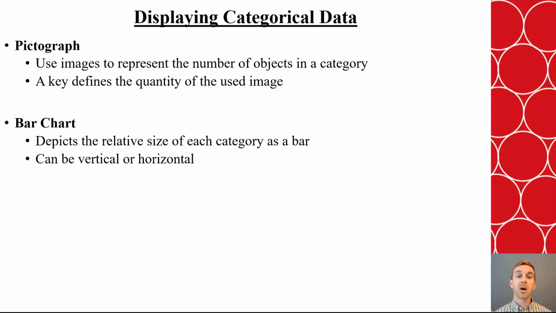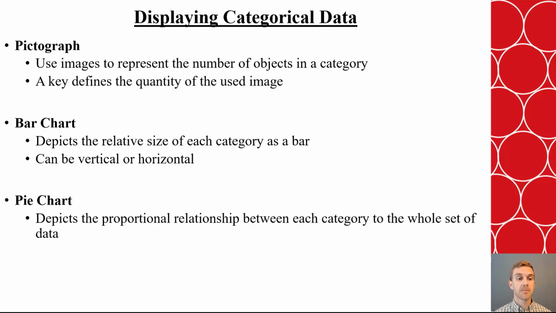We could also use a bar chart, which is depicting the relative size of each category as a bar. And we need to make sure that we have axes to help us see where the categories are and then what the quantity is of that category. So we need to pay attention also, are we creating horizontal or vertical bars, because both are allowed.